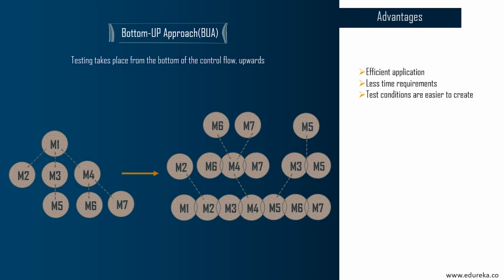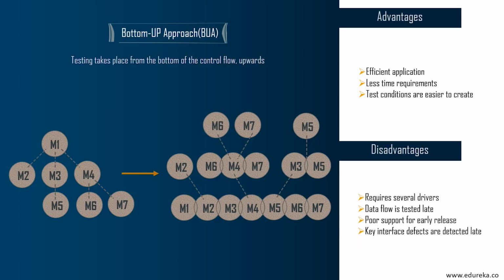Coming to advantages, in this approach, development and testing can be done together. So the product or the application here will be efficient and it will be according to customer specifications. The time requirement here is comparatively less and test conditions are much easier to create here. Coming to disadvantages, just like the top-down approach, the bottom-up approach also provides poor support for early release of limited functionality. And the need for drivers, because we use drivers if the modules are not developed, complicates the test management. Sometimes high-level logic and data flow are tested late during the test process. And even the key interface defects are found later than at an earlier stage. So these are the disadvantages.